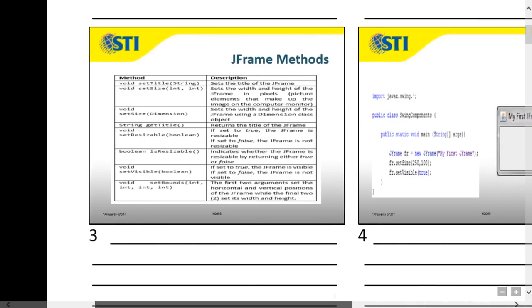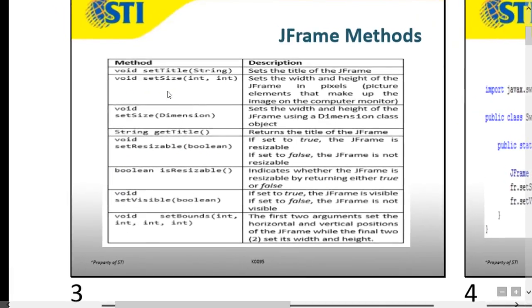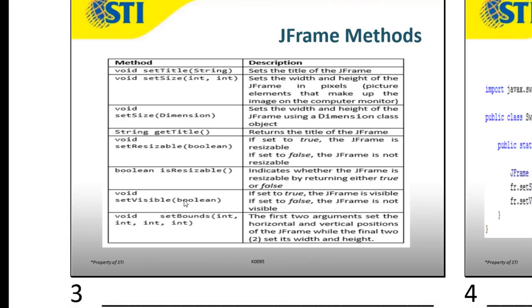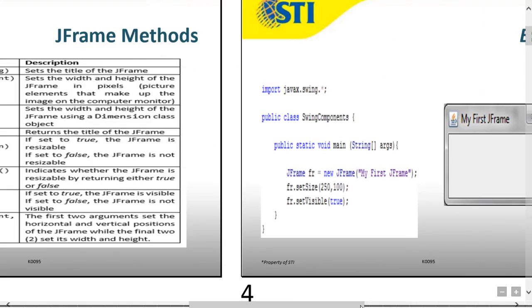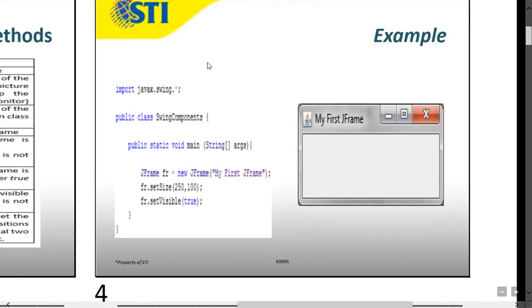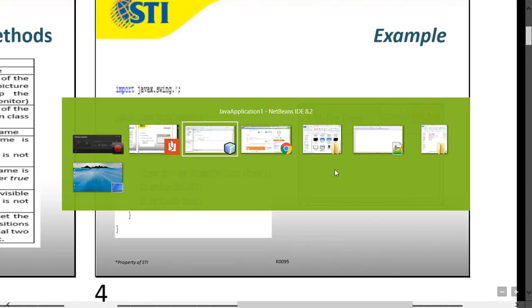So how do we actually create this one? First, let's talk about the JFrame. It has set title, set size, width and height of the frame, and the get title. If we have the set title, we also have the get title and set visible. This is very important because if you do not set visible, it might not show up. And then of course, is it resizable or not? So now that we have it, let's try to create this one in our NetBeans.